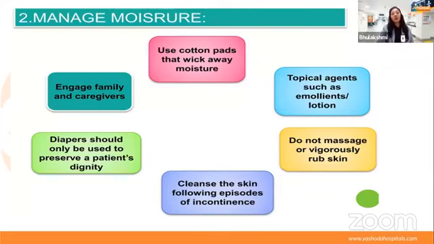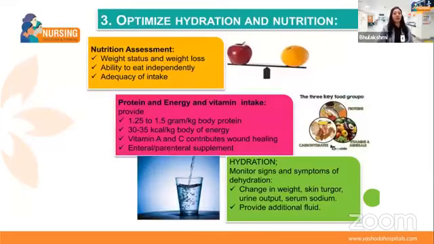And always we have to involve the family and the caregivers in this. The next important factor for preventing pressure ulcers is hydration and nutrition. Both play a very important role, because if the patient is undernourished or malnourished, the patient will obviously be prone to get a pressure ulcer. And if they are not taking food, the immunity status of the patient will be very low.